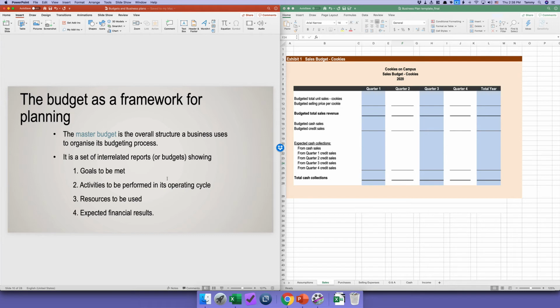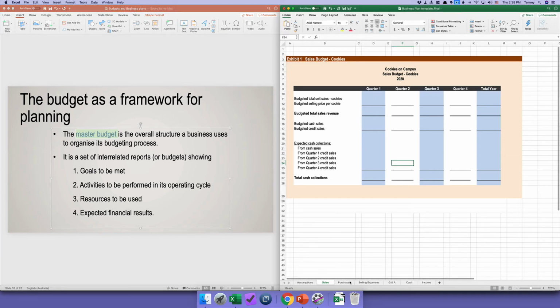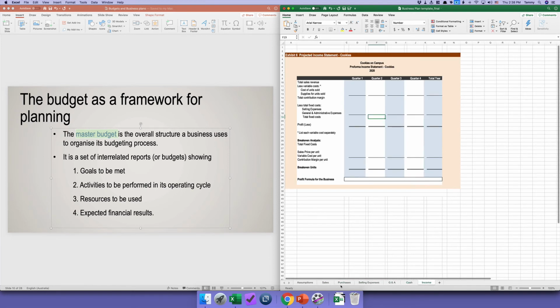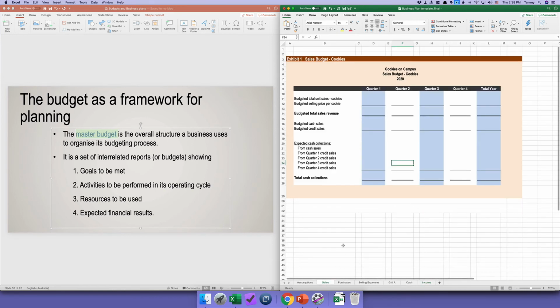So the first thing I should note is that when we're talking about a budget for a business, it's not just a one-page thing, right? It's a number of reports or budgets showing different goals to be met by different aspects of the business. And so over here, if you look at the spreadsheet, you see that this is actually a multi-page spreadsheet, right? So there's a whole bunch of different reports that we're going to be working in to come up with the budget for your startup business, cookies on campus, or whatever you want to call it.